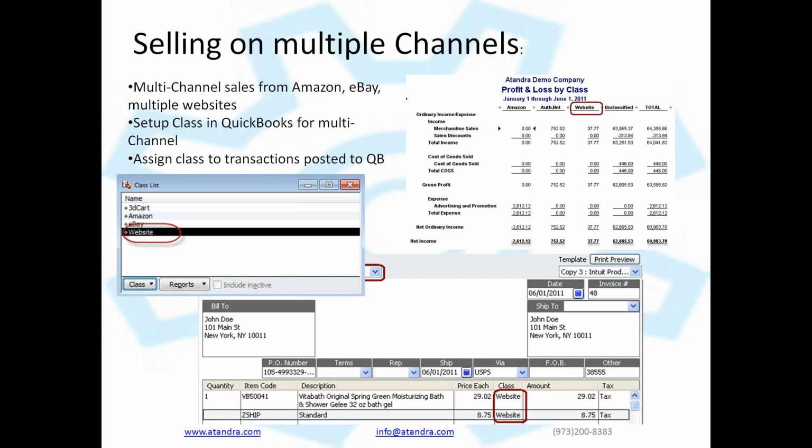Now what that does is it allows you to run your profit and loss reports in QuickBooks by class. So in this report on the top right section of my screen, you see your sales are broken up by website and by Amazon. So it is separated out by class. This gives you a very clear picture of how you're doing across different channels. So that's a very simple but very useful tool to have enabled in your QuickBooks. By default, the class is not enabled in QuickBooks. You need to enable that in your Edit Preferences section.